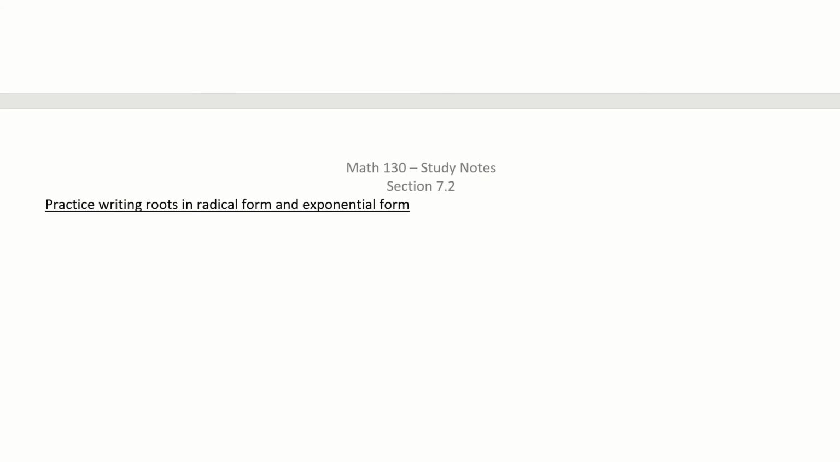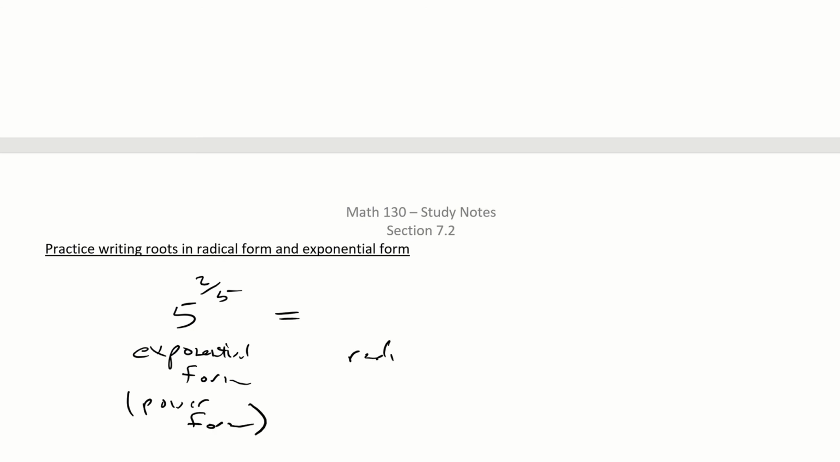On the next page, I have writing roots in radical form and exponential form. So you have a lot of homework at the front end that's pretty easy. What if they gave us 5 and said, that's to the 2/5 power? This is an exponential form right there, or you can call it power form if you want. And then you're going to write it in radical form.